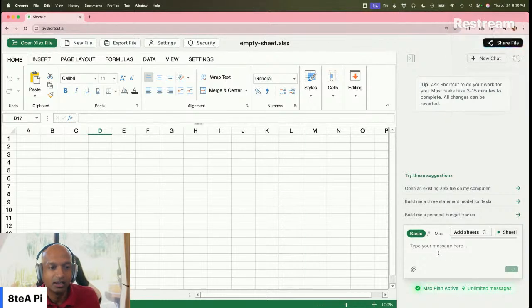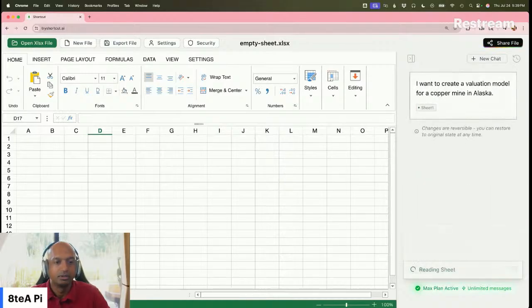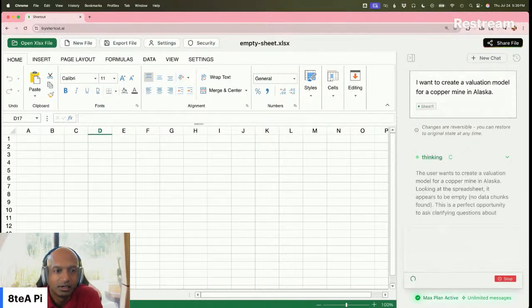I'm going to try and do something that I used to do pretty often before, which is I want to create a valuation model for a copper mine, a copper mine in Alaska, and go. And let's see. So we're off to the races.